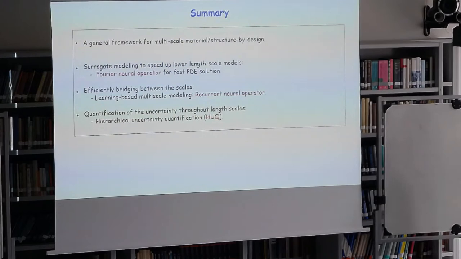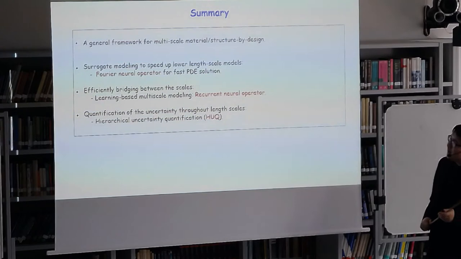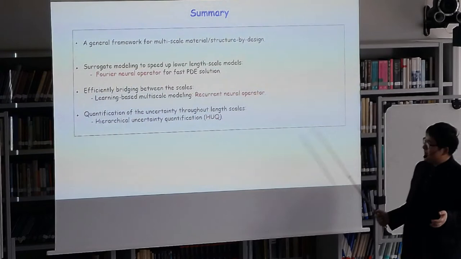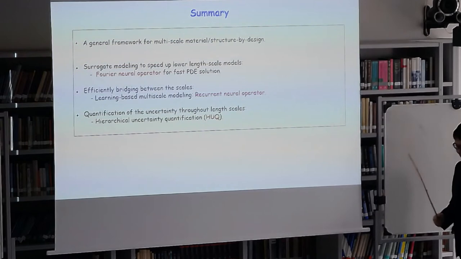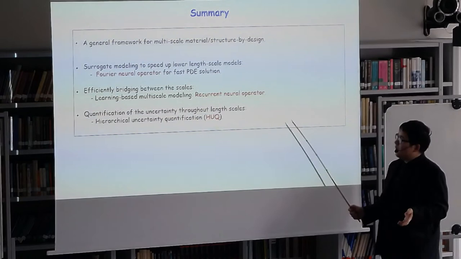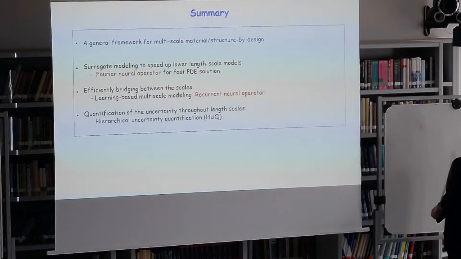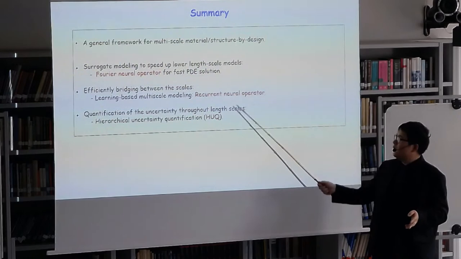I'm basically considering the general framework for multiscale material and structure design. And I've shown that it is indeed possible to accelerate the solution of partial differential equations using the Fourier neural operators that we have come up with. And when considering how we can efficiently bridge between scales, we have come up with this recurrent neural operator, which closely resembles the theory of internal variables.